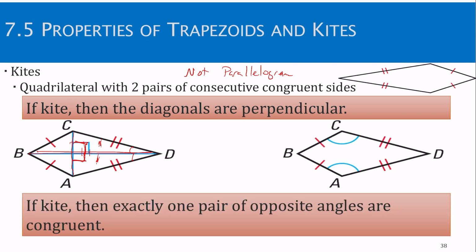Also, in a kite, one pair of opposite angles are exactly congruent. And they're the angles that are between the non-congruent sides. The other pair of angles are not congruent in a kite.